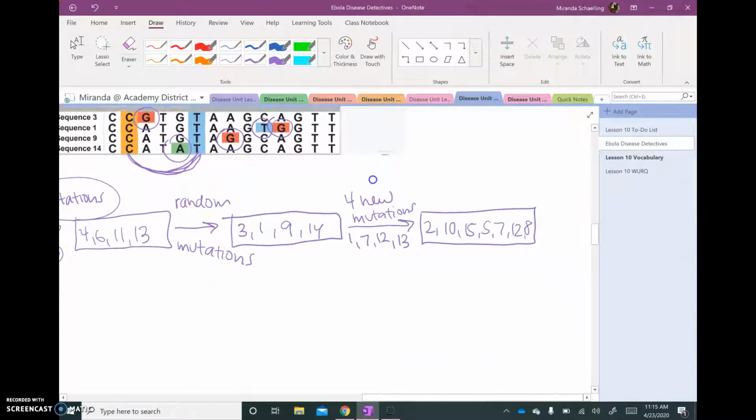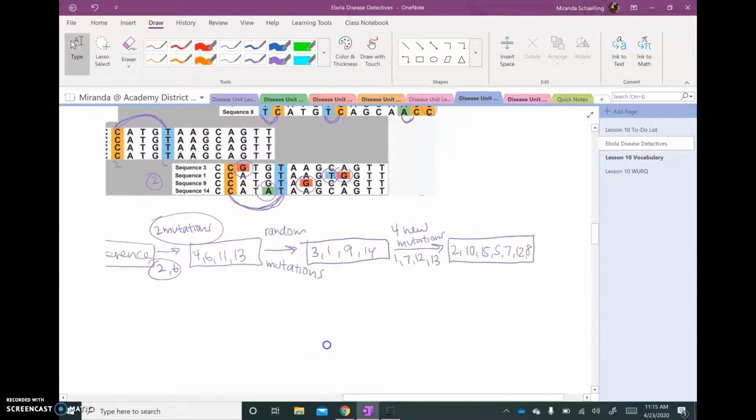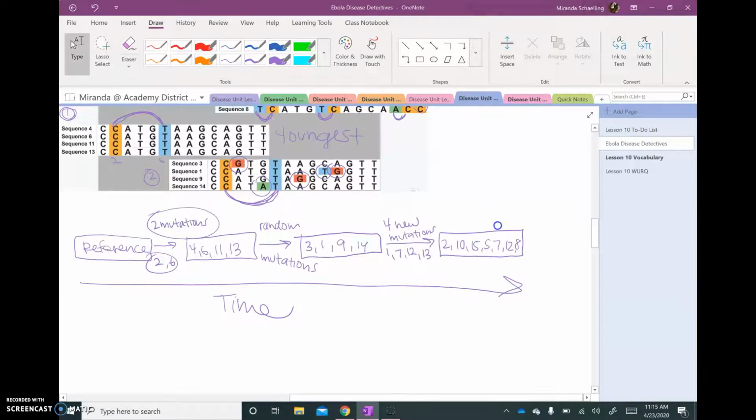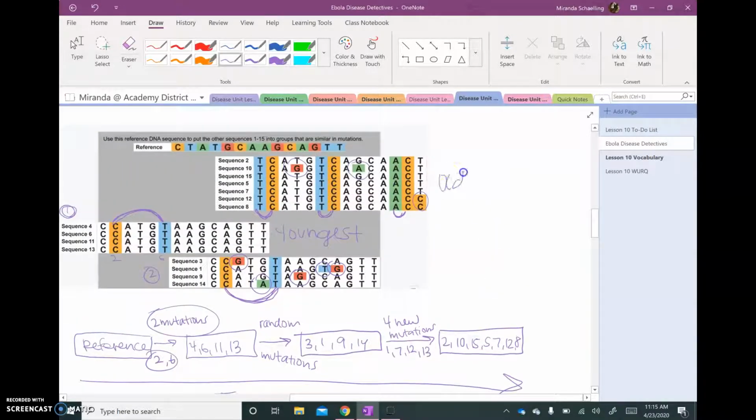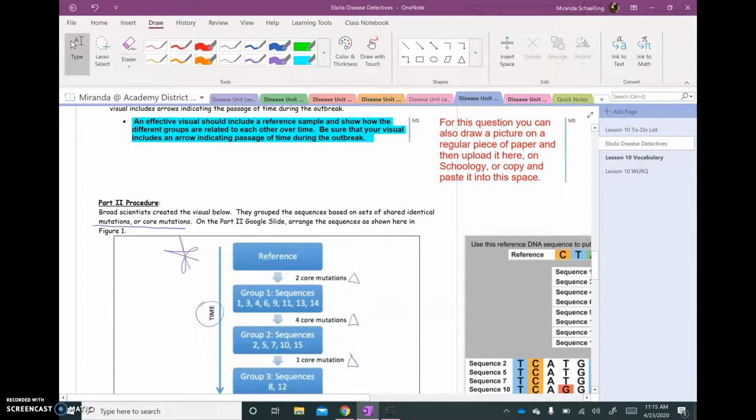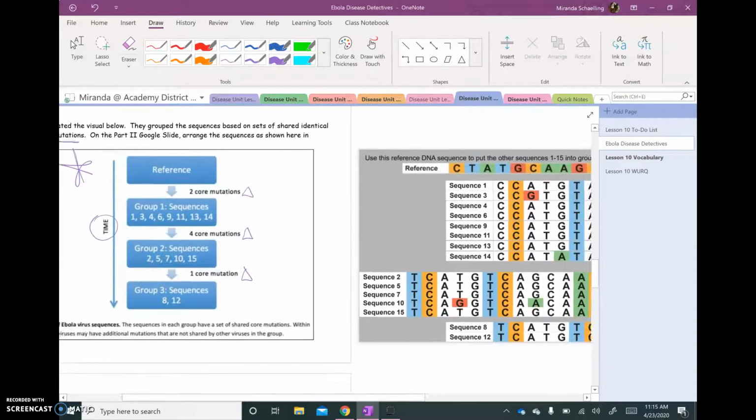Okay, and so then if I go over time, I'm going to know that time goes this way. So these ones here are the youngest viruses, and these ones here are the old, or no, sorry, that's backwards. These are the oldest mutations, and these are the youngest, or the more recently mutated. Okay. All right. Then in the next one, I put them into groups for you already.